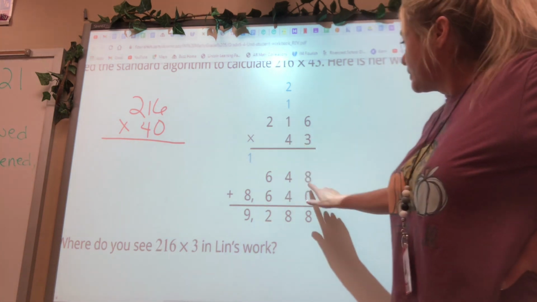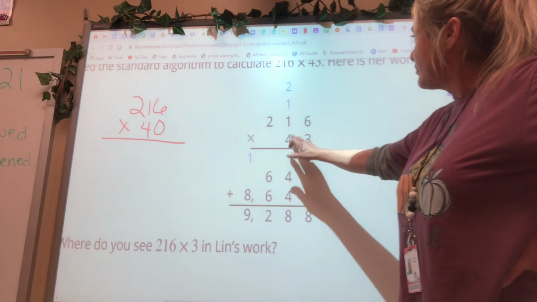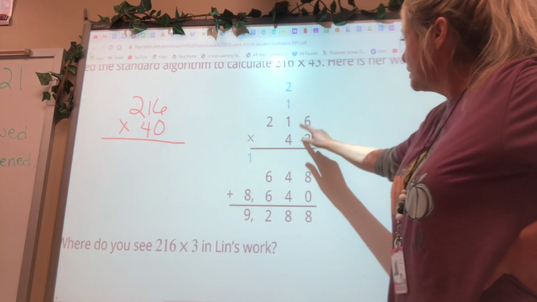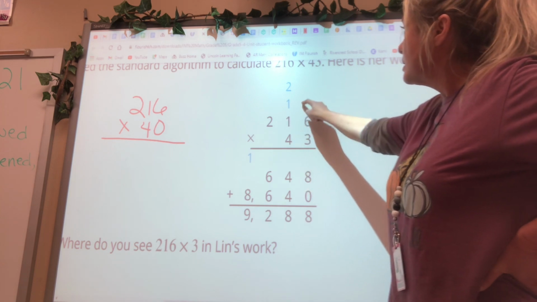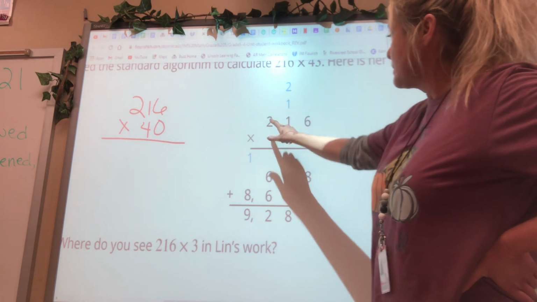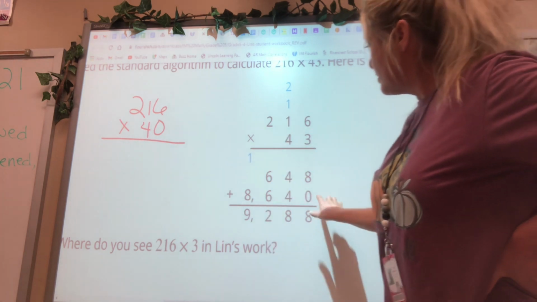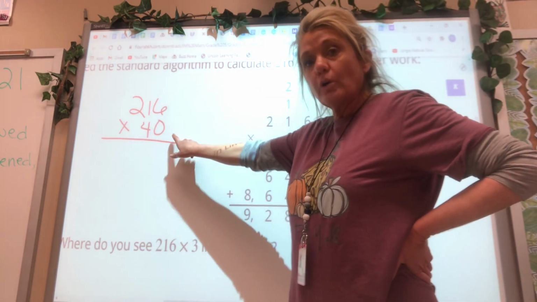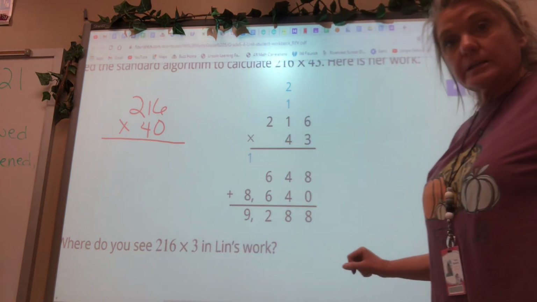But okay, with Lynn, with the 40, we were working with the second number, and since it's in the tens place, you know, it represents a 40. So if we do our placeholder 0, we would have 4 times 6 is 24, carry our 2. 4 times 1 is 4, plus the 2 we carried is 6, and then 4 times 2 is 8. So this is where we see where 216 times 40 was represented in Lynn's work.